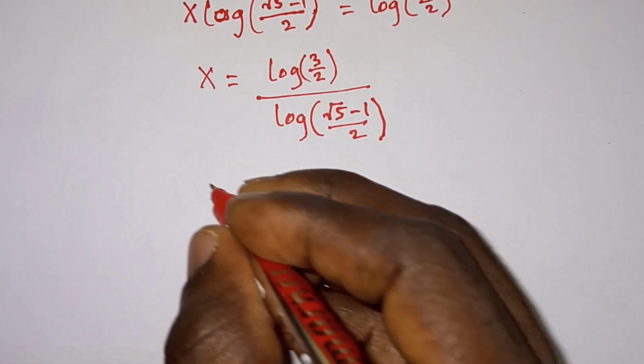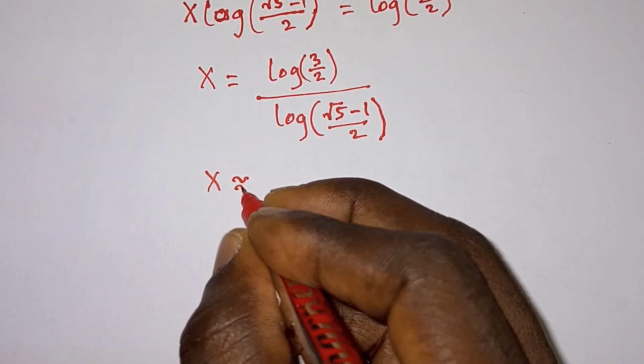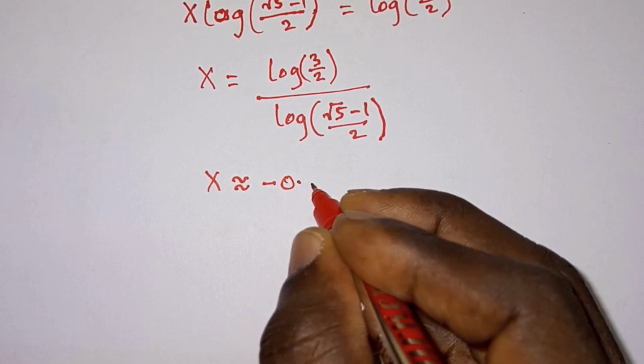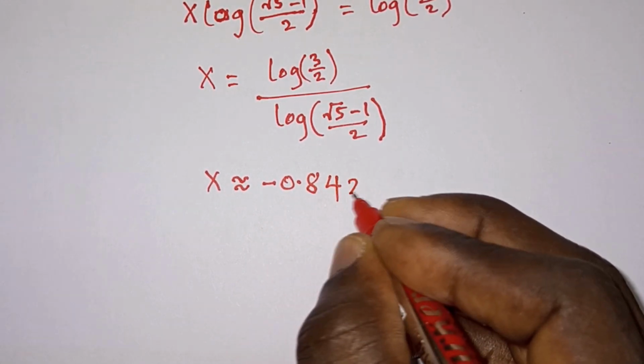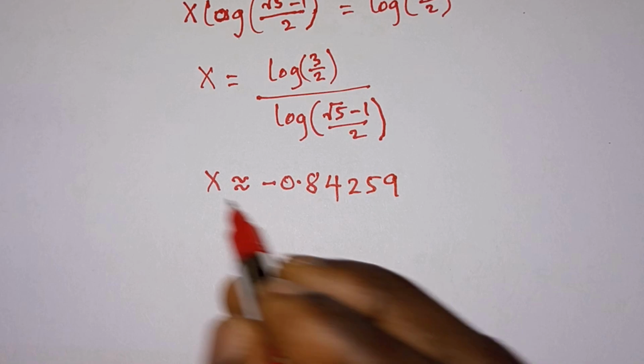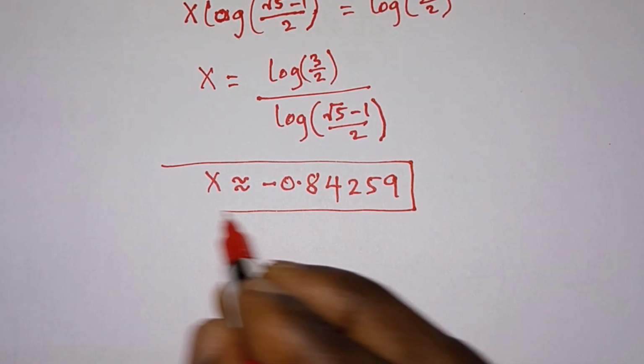If you use calculator for this, you will get x approximately equal to negative 0.84259. So approximately this is the value of x.